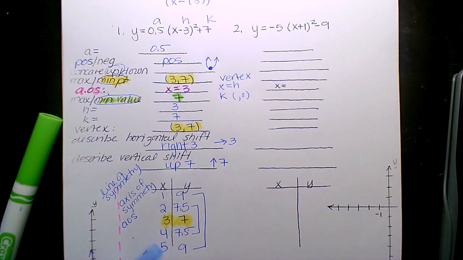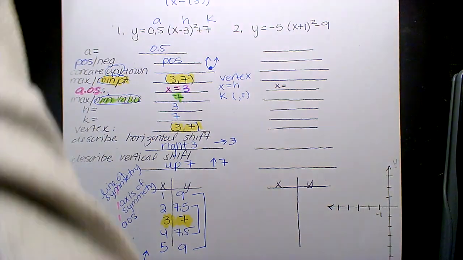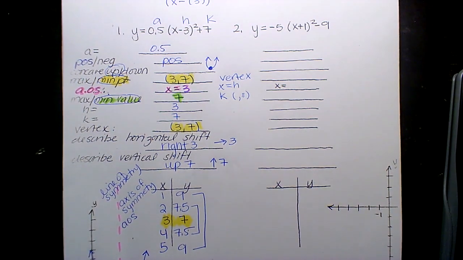I'll give you what the vertex is. It should be -1, -9, right? Yeah. Okay, and then we'll verify it tomorrow because I don't know what time it is.